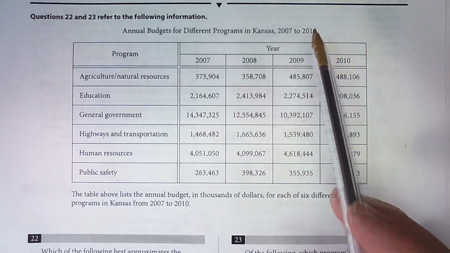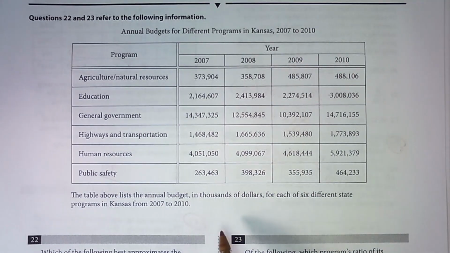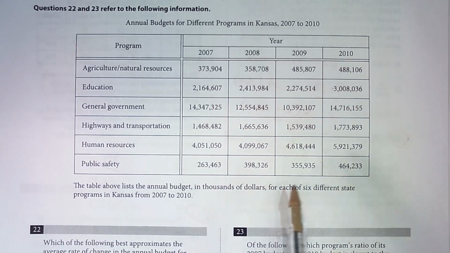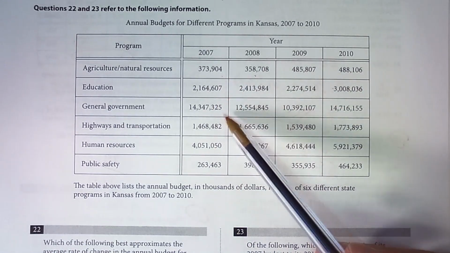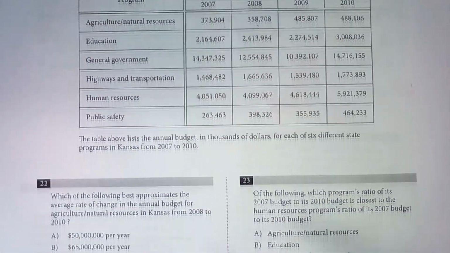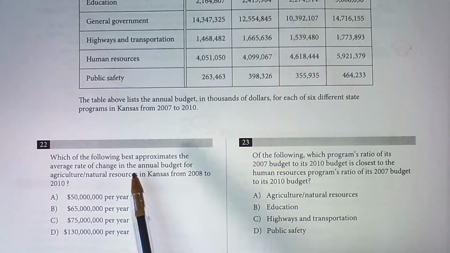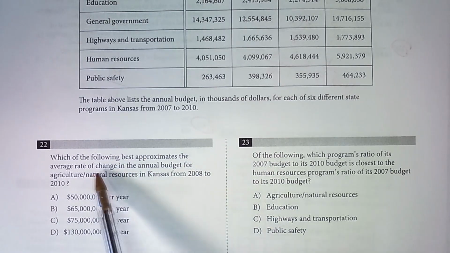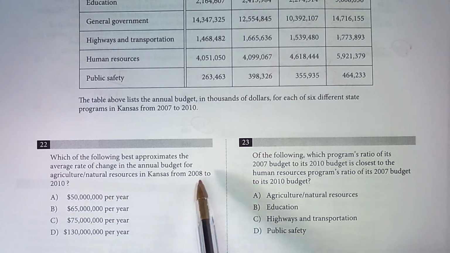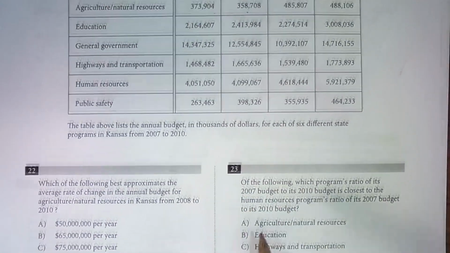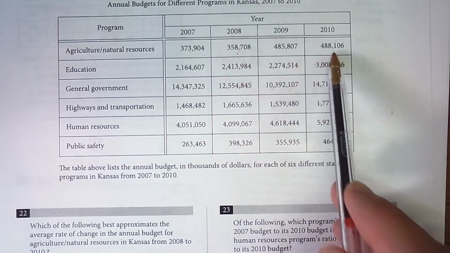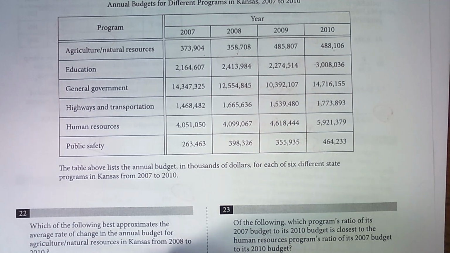Annual budgets for different programs in Kansas from 2007 to 2010. Okay, so this shows the budgets in thousands of dollars, which means each of these numbers really has 3 more zeros at the end. Which of the following best approximates the average rate of change in annual budget for agriculture and natural sciences for Kansas from 2008 to 2010? So here's 2008 and 2010.